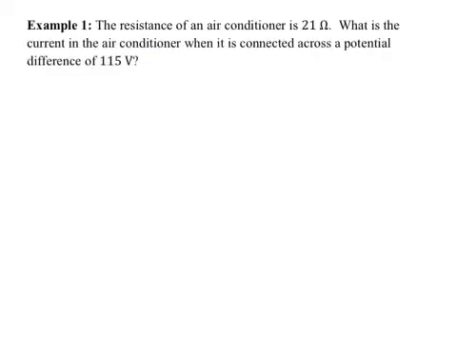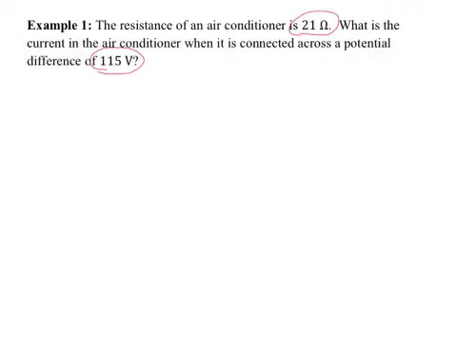Example 1 says that the resistance of an air conditioner is 21 ohms. What is the current in the air conditioner when it is connected across a potential difference of 115 volts? So here's like your battery source. We're going to see that later on in our circuit unit. And this is the overall resistance of the air conditioner. And obviously the air conditioner is made up of many components, each with their own individual resistances. But we're looking at the overall net resistance of an air conditioning unit.